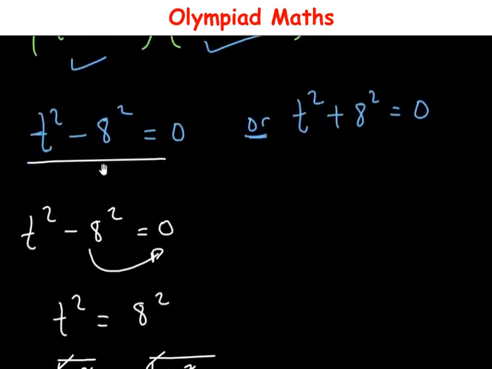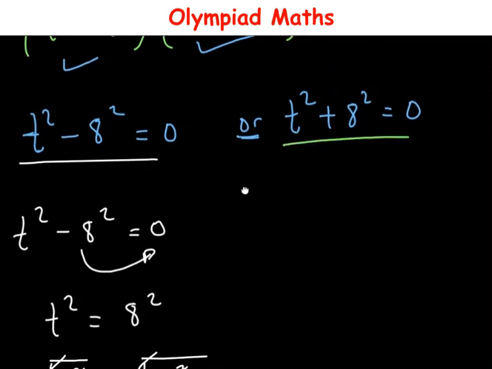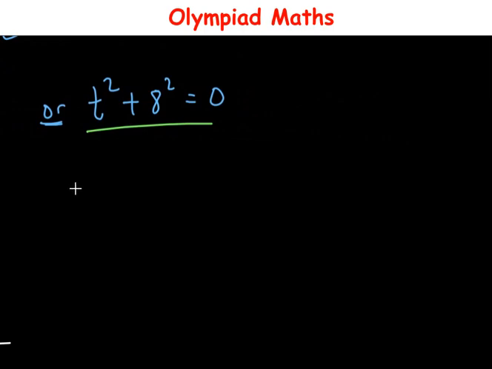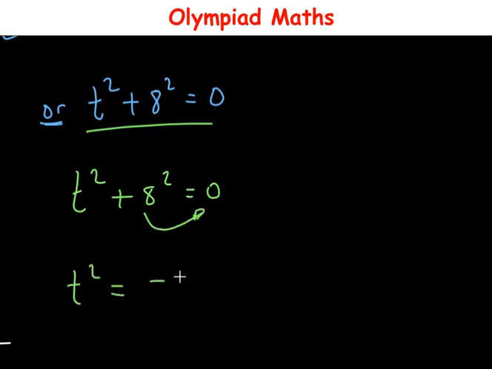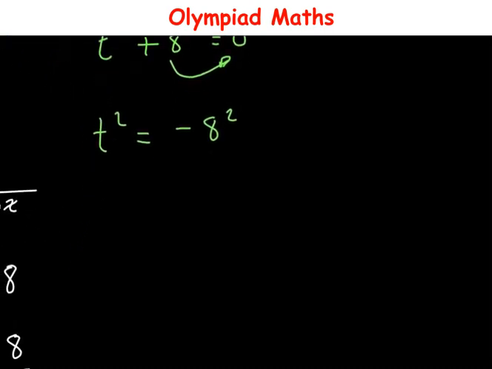Let us then get the other values of t from this other equation. So from here, we have t squared plus 8 squared is equal to 0. Move plus 8 squared over to this side. This becomes t squared is equal to minus 8 squared. So to solve for t, remove the square from there, and to do so, square root both sides. So square root t squared equals square root of minus 8 squared. Now, doing this, square will cancel square root.